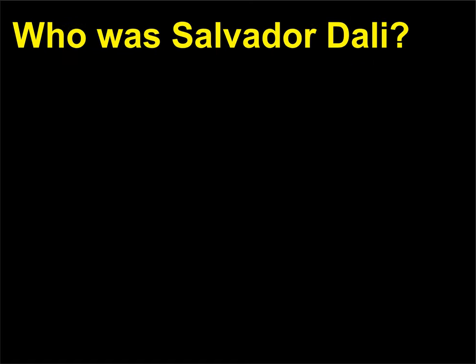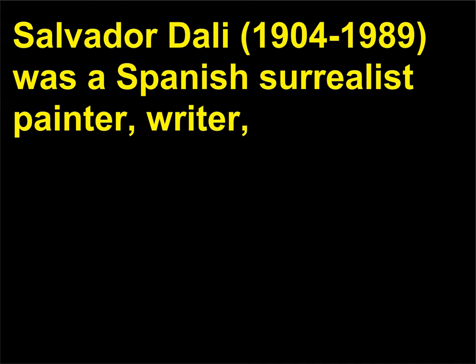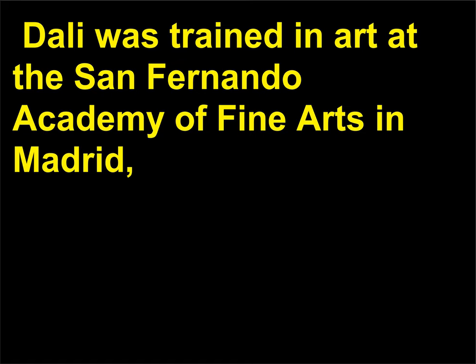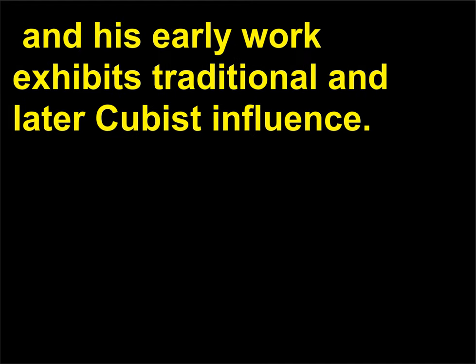Who was Salvador Dali? Salvador Dali, 1904-1989, was a Spanish surrealist painter, writer, and filmmaker who gained celebrity status for eclectic art and eccentric behavior, and a curling black mustache. Dali was trained in art at the San Fernando Academy of Fine Arts in Madrid, and his early work exhibits traditional and later Cubist influence.